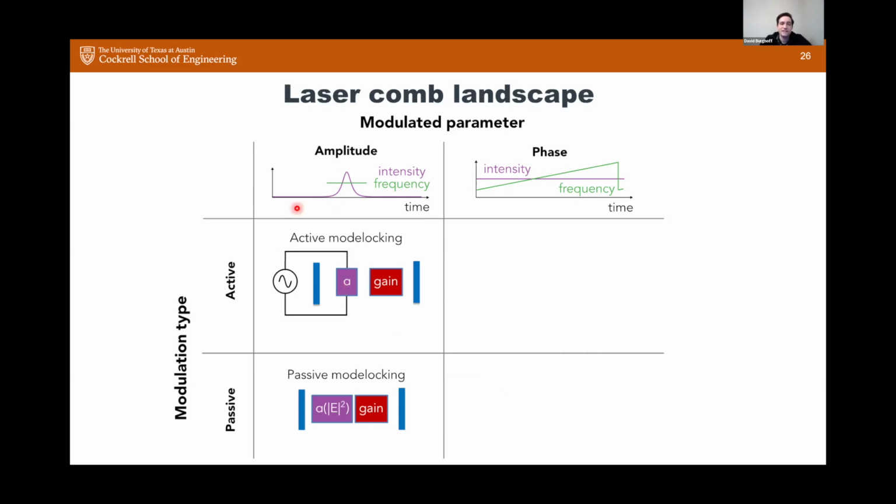Both of these techniques fall in the category of amplitude modulation. If you modulate the loss inside of a laser, you'll generate pulses inside the cavity. These pulses in the time domain generate comb lines in the frequency domain. A periodic pulse train, if you Fourier transform it, gives you an array of comb lines.